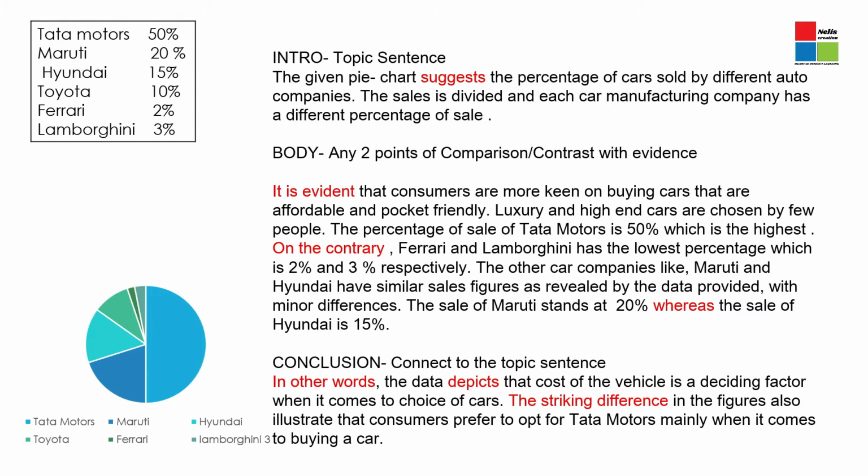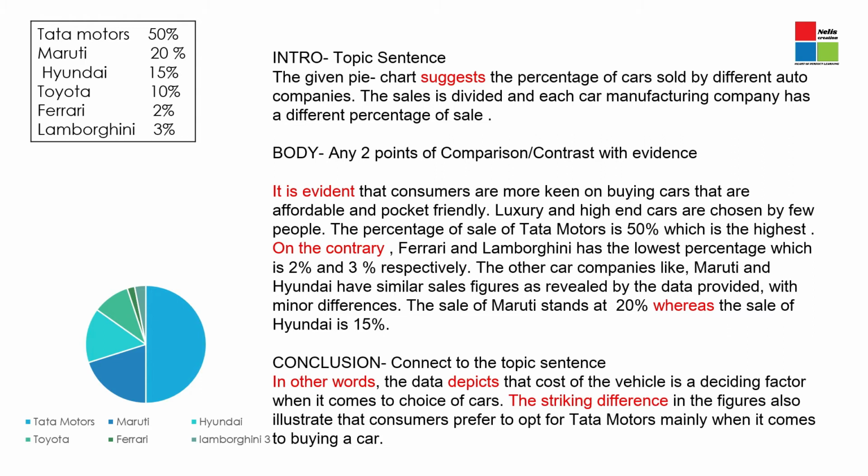So here it is already clear that this pie chart is about the percentage of cars sold by different car companies, and that is what you're going to write in the first line itself. Remember that if you are having a doubt in framing the first sentence, you can also directly pick it up from the question, because this statement will already be there in your question.